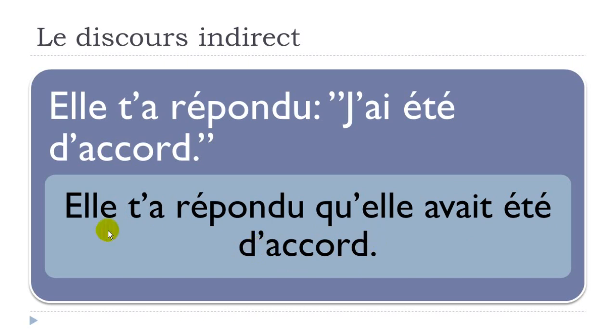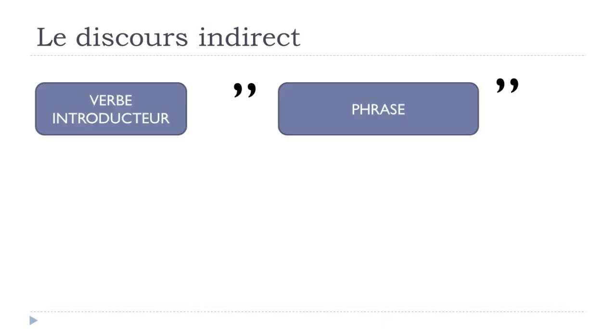All right, so remember, the first part doesn't change. Elle t'a répondu. You don't need to modify it. You don't need to change it. But the second part, ai été here, the passé composé, will become avait été here. So it's the plus que parfait.